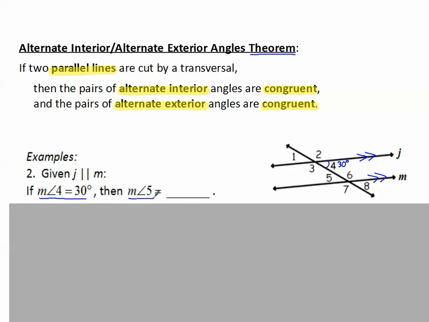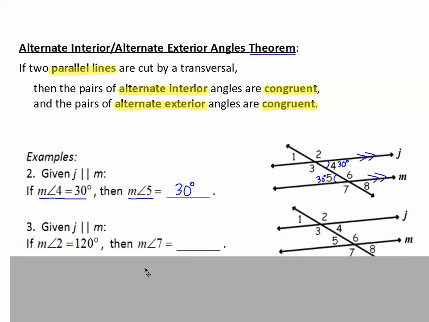Then the measure of angle 5, well, where's angle 5? Also acute. So really, without knowing that these are alternate interior angles, I know that because it's acute, it should match this one, 30 degrees. But I should know that it's alternate interior, because if I can't tell from the picture the size, by the location, I'll know that they're supposed to be the same measure. So angle 5, also 30 degrees. Make sure you've marked it in the picture in addition to your answer blank.